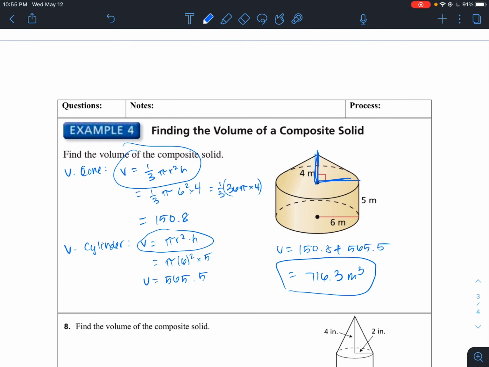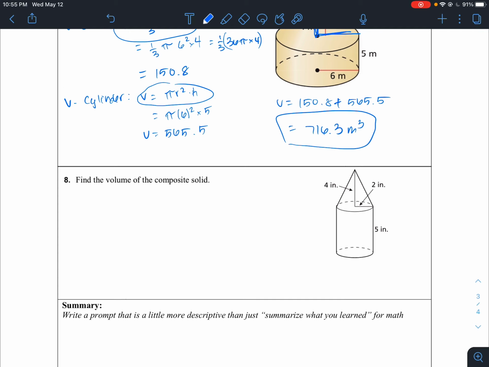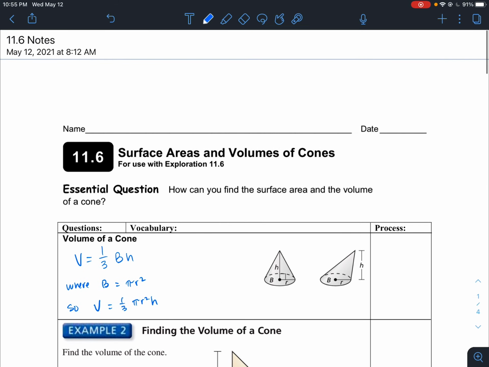Okay. Alright, and that's it for finding the volume of a composite solid. So you can go ahead and do the same thing here. It's a cone again on top of a cylinder. Okay, but that should wrap it up for 11.6.